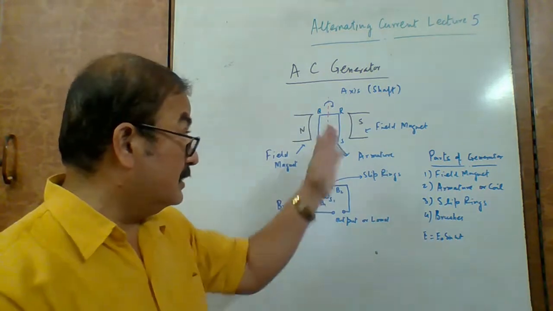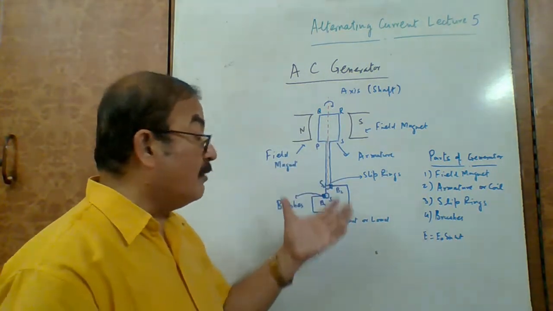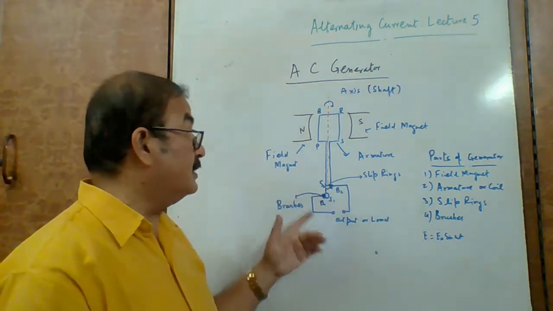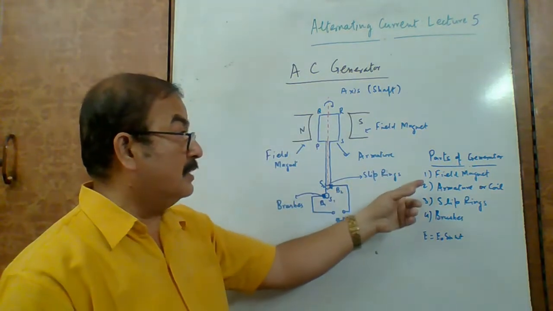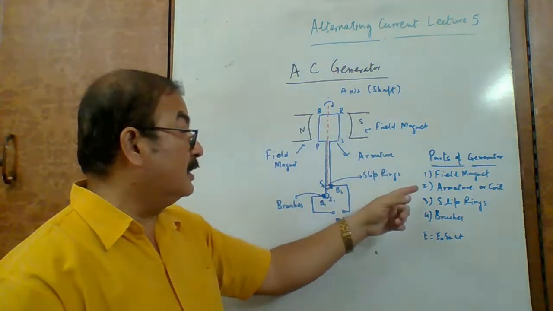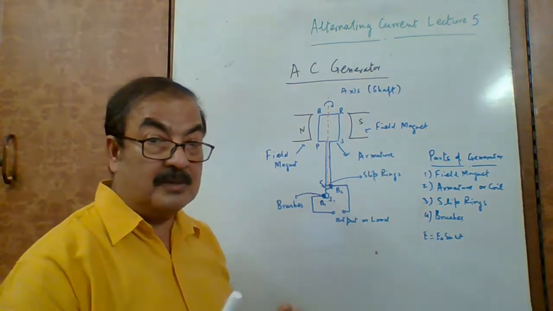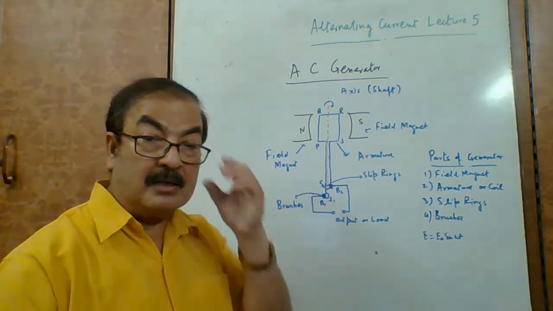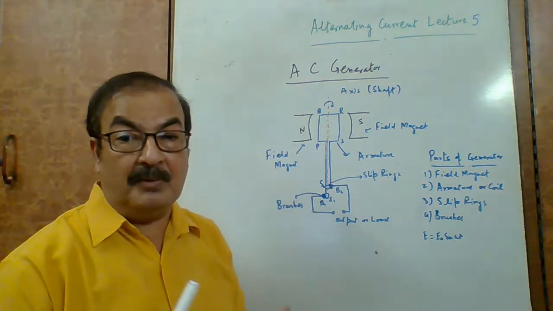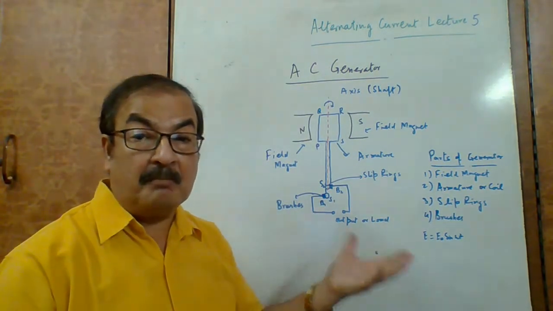Okay, this is the general thing. And what are the components of it? They are the parts of the generator: field magnet, number one. Number two is the armature or coil, a rectangular coil with a large number of turns, of course, that is very important. The larger the number of turns, the greater the efficiency, the greater the power generation.